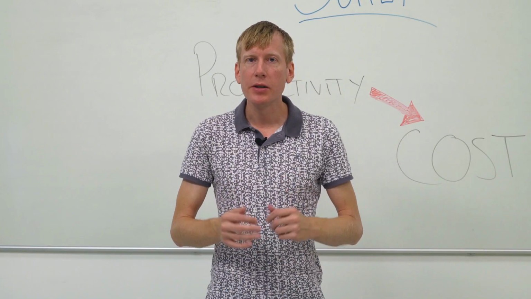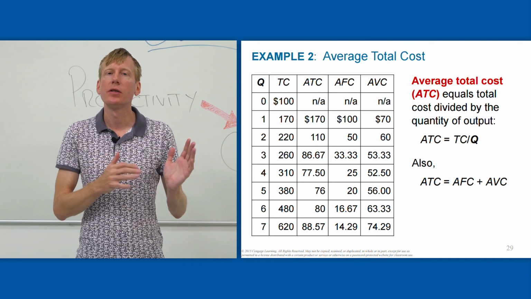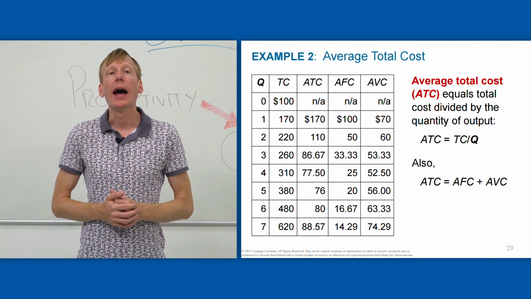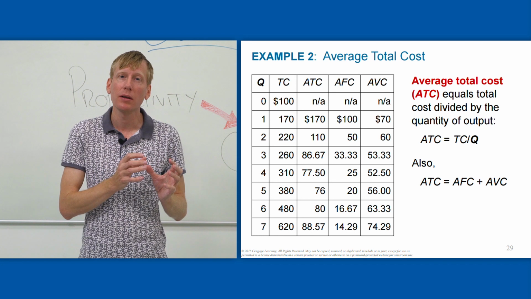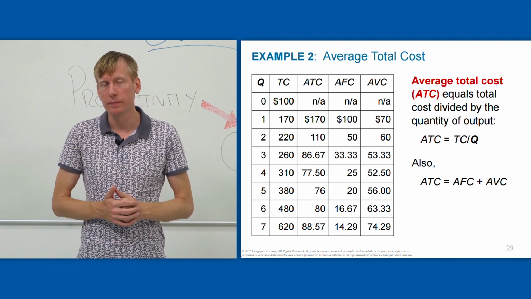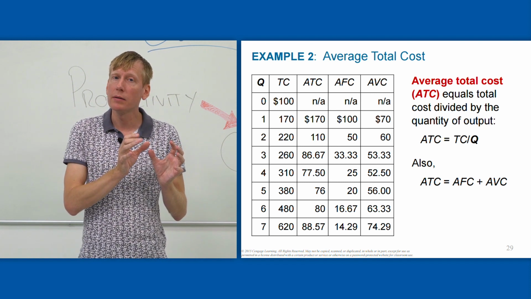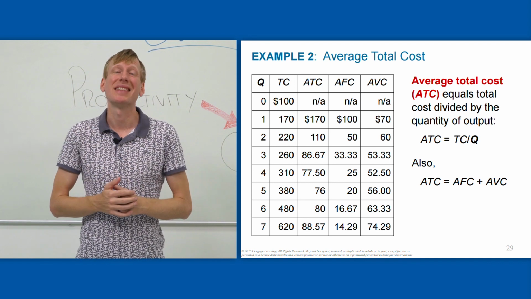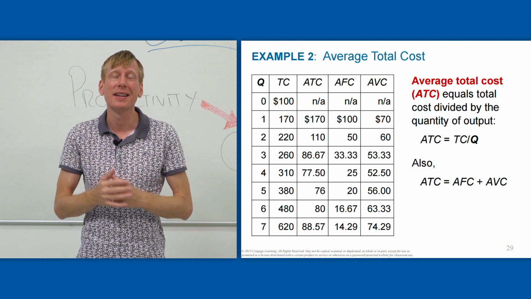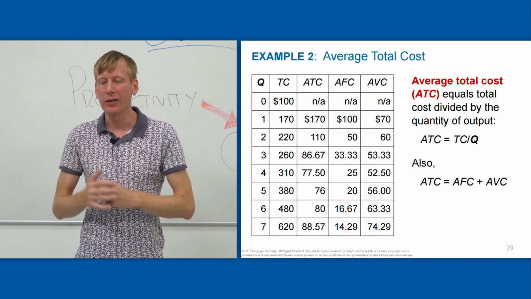Now, the last measure of cost that we'll introduce is called average total cost. Average total cost, like average variable cost, is simply total cost divided by the quantity. It's an average. Average total cost is also equal to average variable cost plus average fixed cost, because all costs are either fixed or variable. Now, average total cost in our scenario starts with a quantity of 1 and a total cost of 170 at 170. And as we move from a quantity of 1 to a quantity of 2, therefore a total cost of 220, the average total cost falls from 170 to 110.